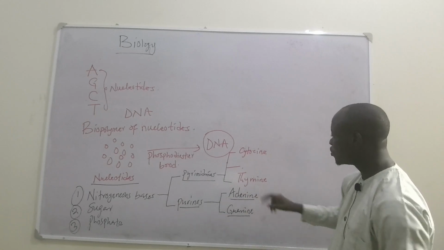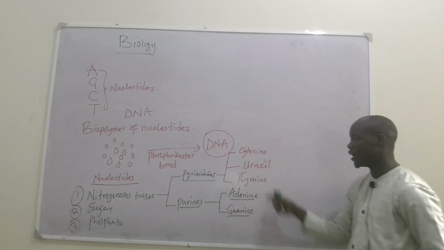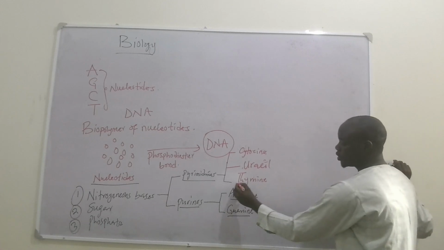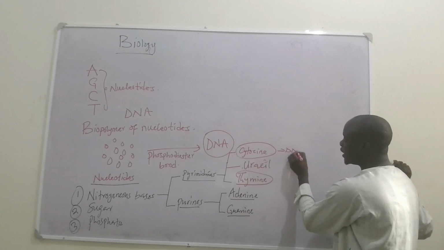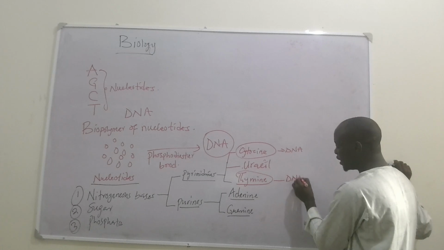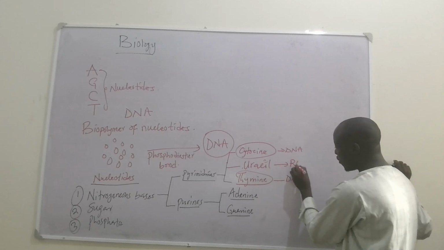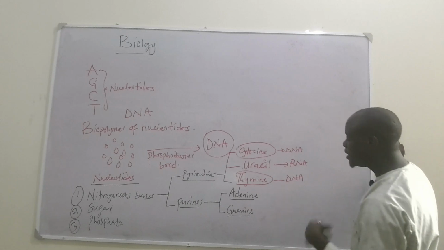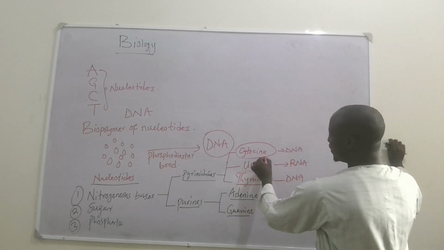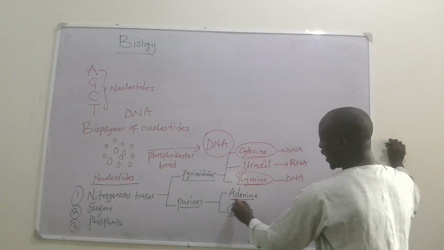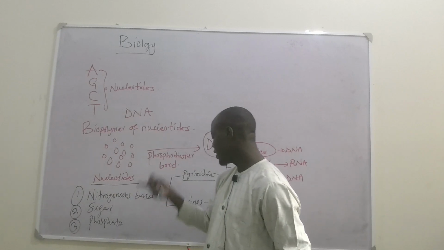We have cytosine, we have thymine, and then we have uracil. So these are the three nucleotides that we have. Thymine and cytosine are found in DNA. This one is also found in DNA. But uracil is only found in RNA. So for the DNA, there are 4 letters that constitute it: cytosine, thymine, adenine, and guanine. These are the 4 letters that make up the DNA.